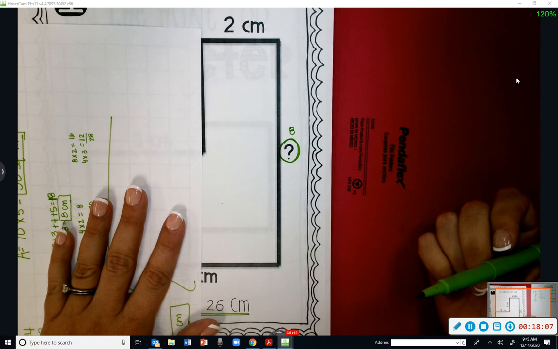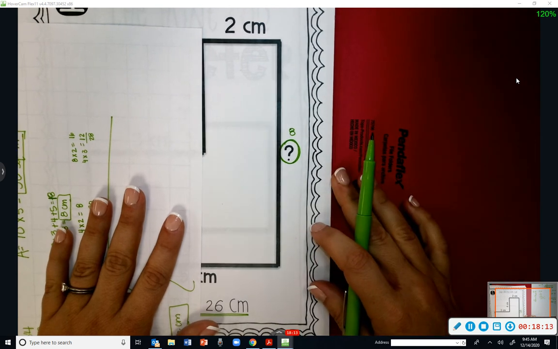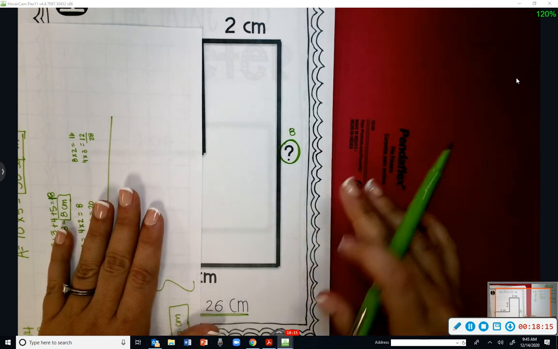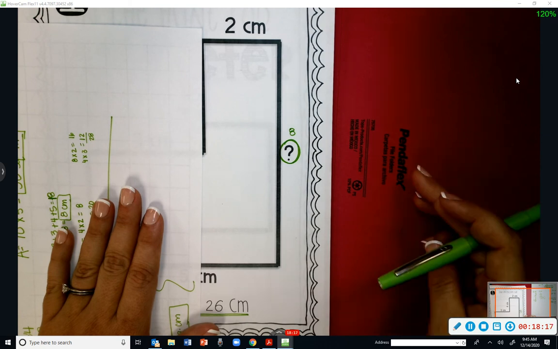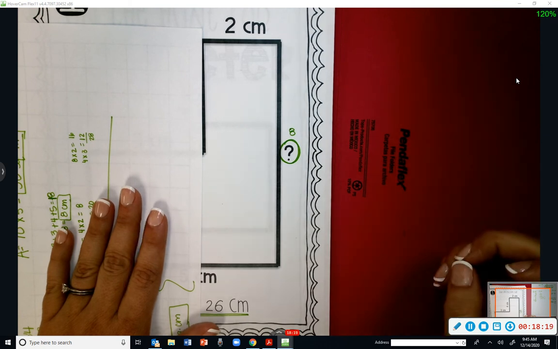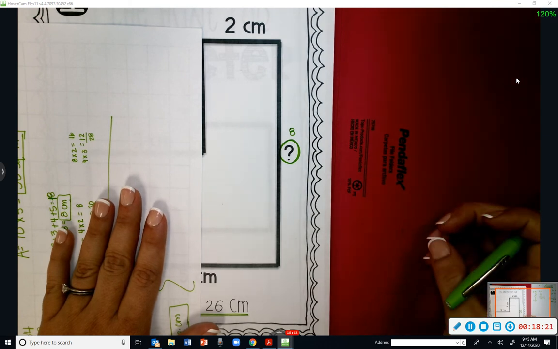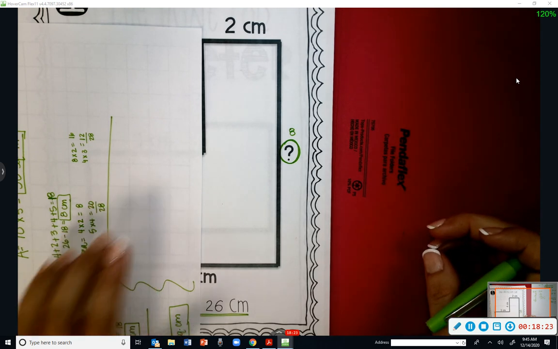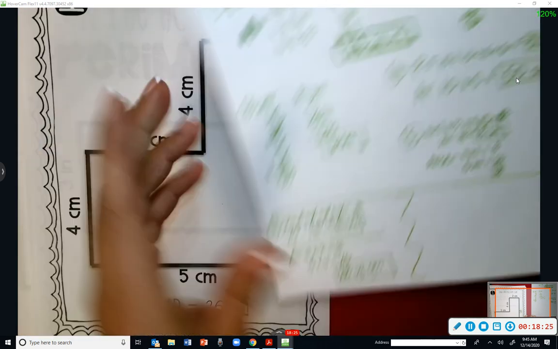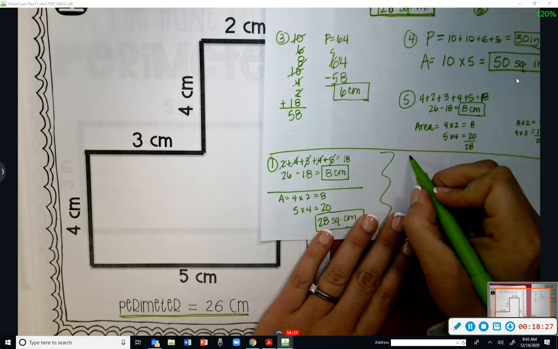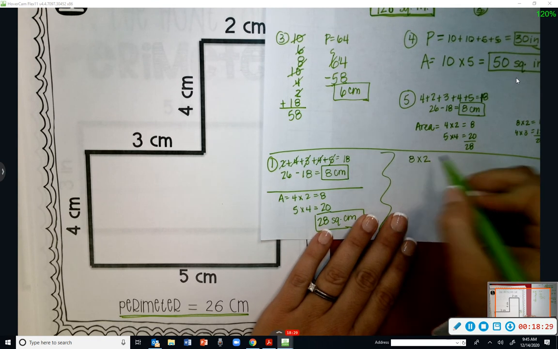So what would I do to find the area of this long skinny rectangle? Kelsey? Area is length times width. So no, we're not adding. Evangeline? 8 times 2. Okay. So 8 times 2 for the first piece.